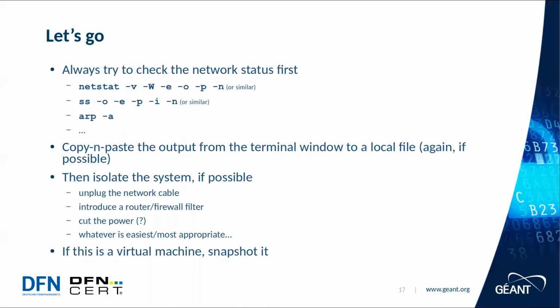And then again, you copy and paste the output from a terminal window to a local file, if possible. Afterwards, it would be a good idea, depending on the investigation, to isolate the system. Again, this is something Klaus has been talking about last week. So you could unplug the network cable, but leave the system running. This might tip off an attacker, but this way you will prevent the attacker from hopping to other systems because it's no longer connected. If possible, you can just introduce a new router or firewall rule to isolate those systems.